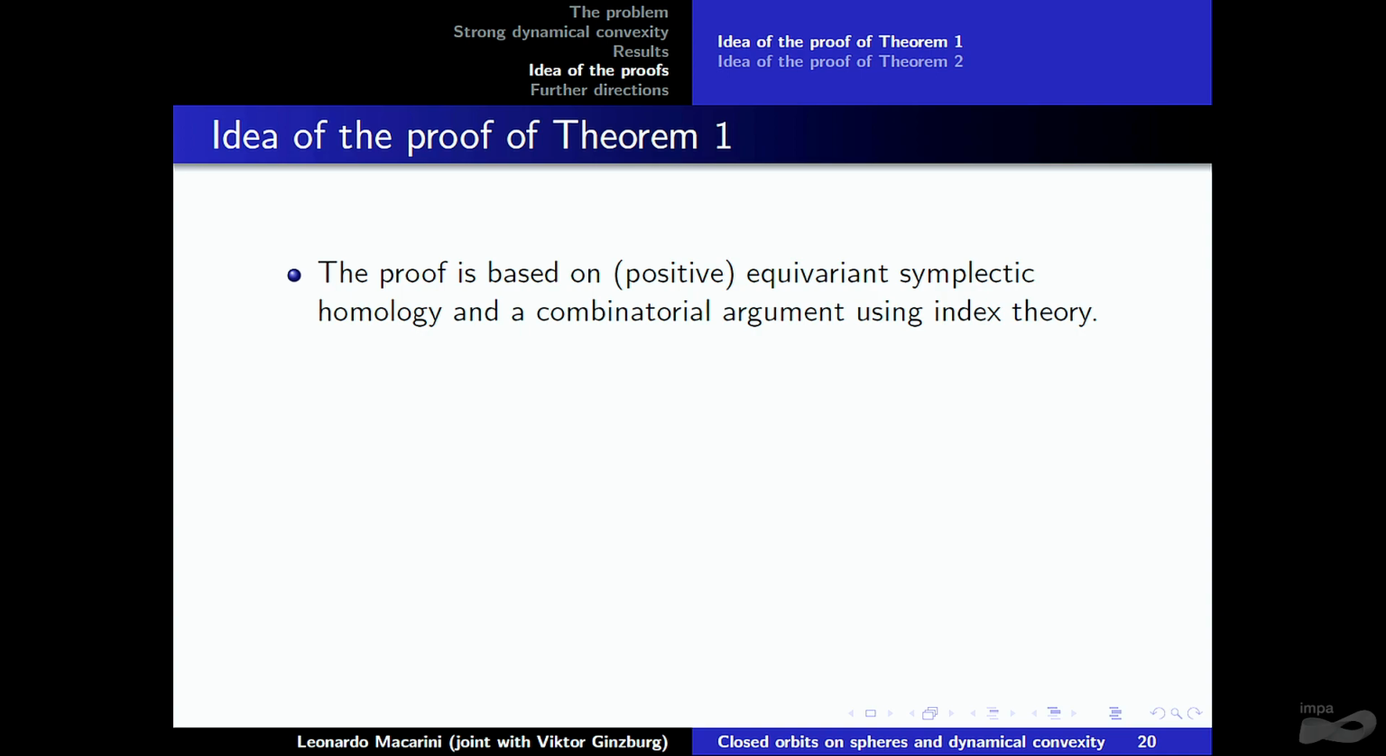And in this case, in theorem 1, of course, we also use index theory, but our variational methods are Floer theory, Floer homology. So the proof is based on positive equivariant symplectic homology and a combinatorial argument using index theory.